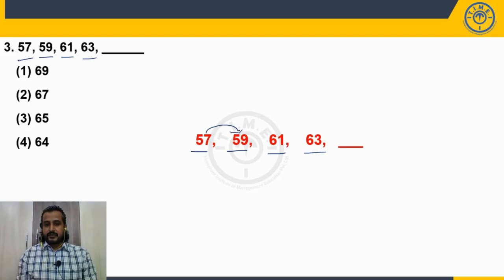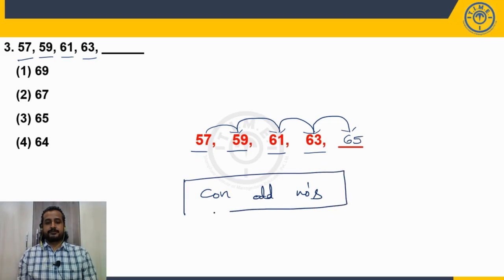Let's check it. 57, next odd is 59. 59, next odd is 61. 61, next odd is 63. So what will be the next? 65. So the logic is consecutive odd numbers. So what is the answer? Choice 3. Choice 3 is the required answer. Consecutive odd numbers. Clear?